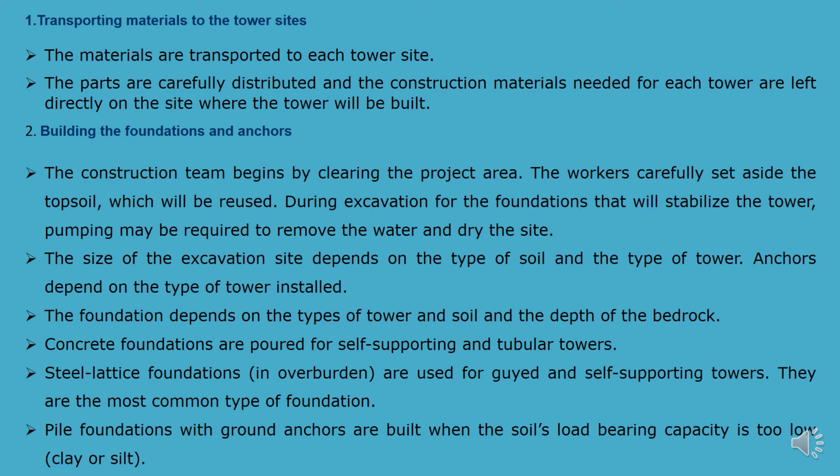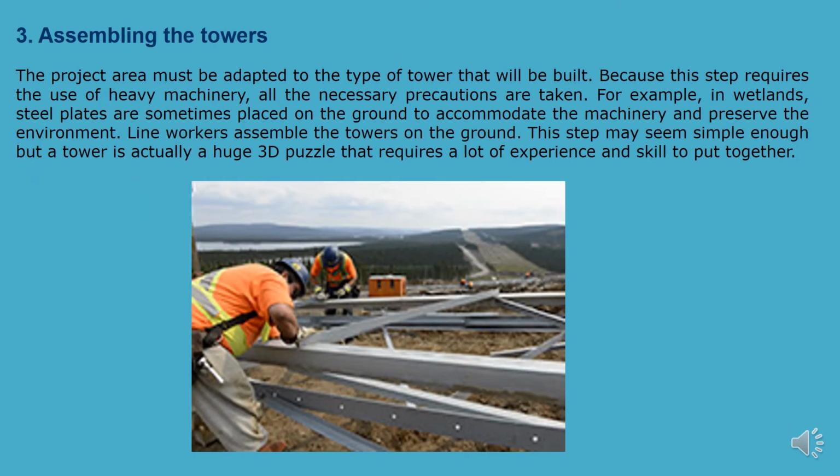Concrete foundations are poured and steel supports are used for lattice and tubular towers, right? So there are different types of foundation, that is concrete foundation and steel lattice foundation and pipe foundations, right? If load carrying capacity of soil is not good or very loose soil, then we have to go for the pile foundations. And then after that the third stage is assembling the towers, right?